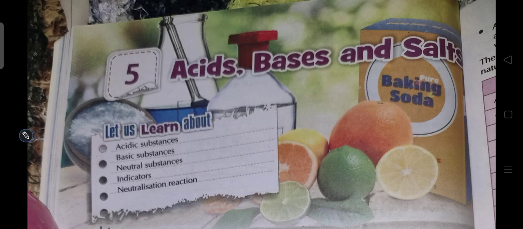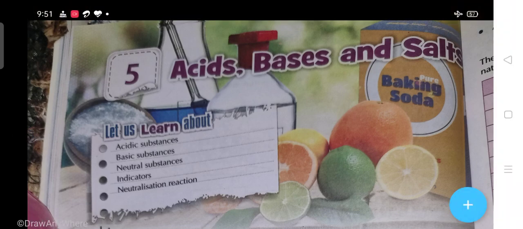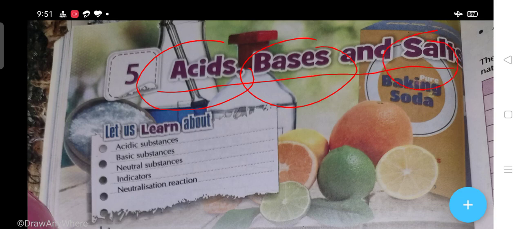Students, in this class we will discuss chapter 5 of science in class 7th. The chapter is acids, bases and salts. Students, we will understand what is an acid, what is a base and what is a salt, and the difference between each other. So, acidic substances, basic substances, neutral substances, indicators. What are indicators? Then we will discuss the neutralization reaction.